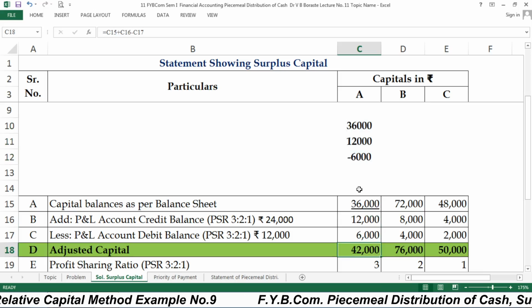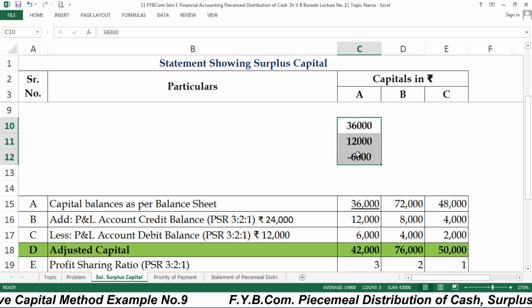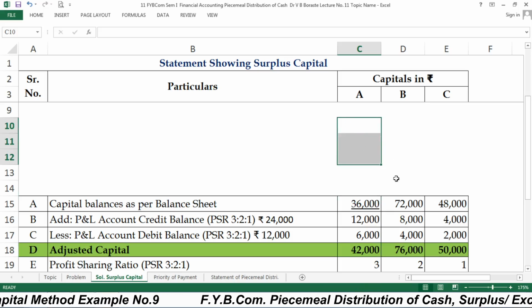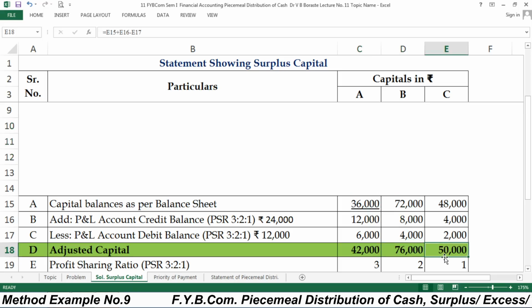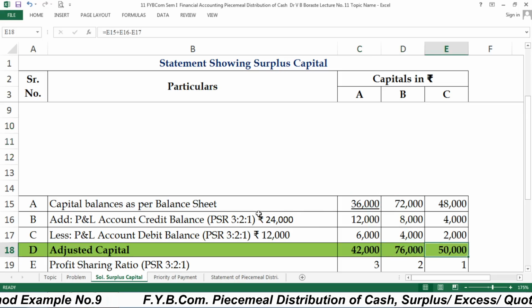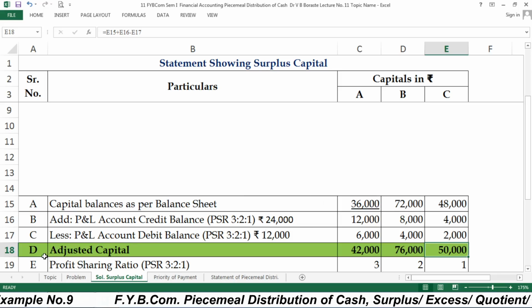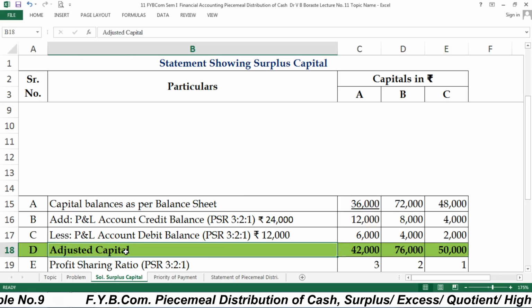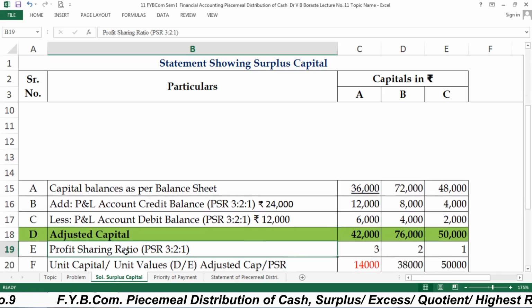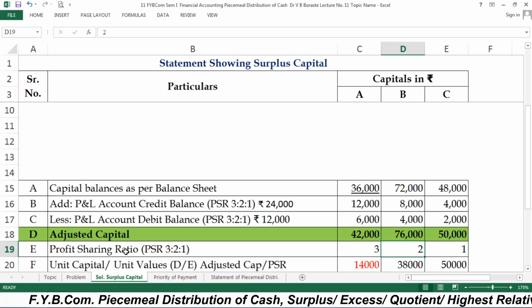Amount will be 42,000. In the same way, adjusted capital of Mr. B is 76,000 and Mr. C's adjusted capital is 50,000. Okay. Now we can solve it by using profit sharing ratio. Profit sharing ratio is 3:2:1, which is very easy.